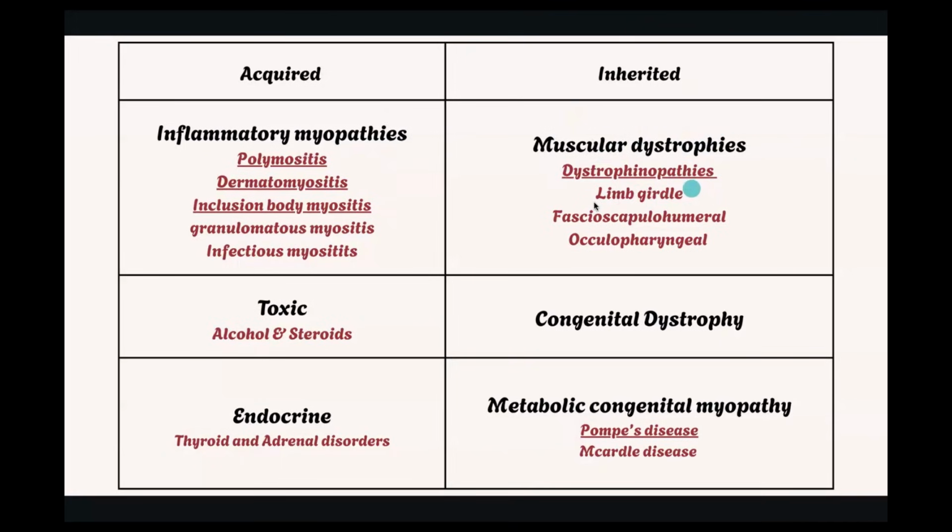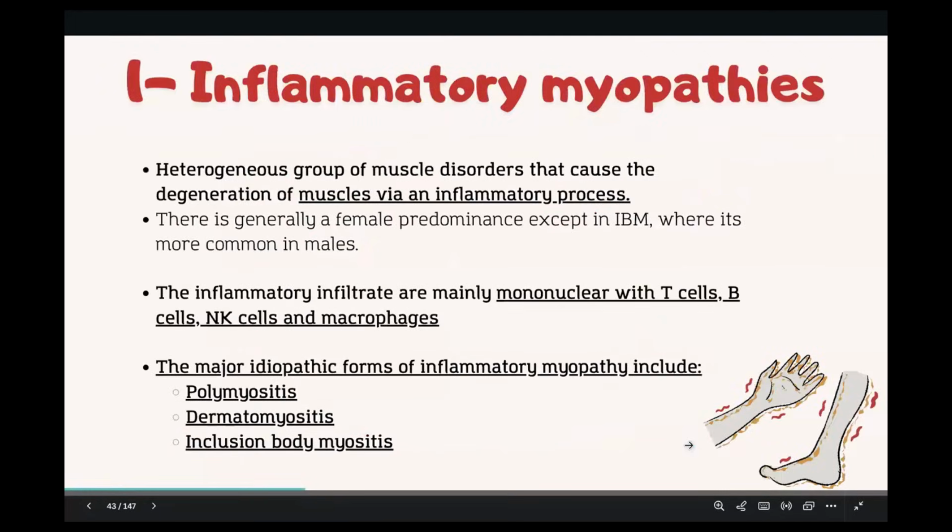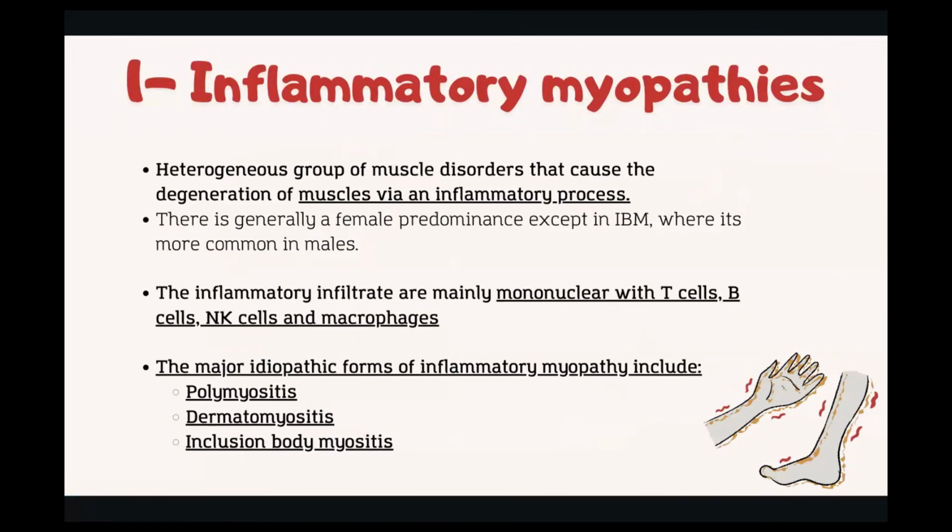If you guys remember, we said those have the dystrophin protein deficiency or mutated protein. We have congenital dystrophy and metabolic congenital myopathy, like Pompe's disease. Let's talk about these in detail, starting off with the inflammatory myopathy.